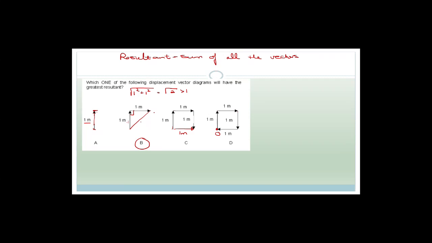And even if you couldn't work it out, you know that this is the hypotenuse of a right angle, which is always bigger than the other two sides. So you didn't even have to work it out. You just knew that that was the longest side, which is more than 1. So therefore, B is the correct answer. Right, now let's look at this question.